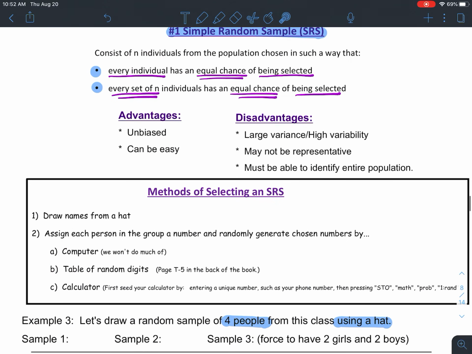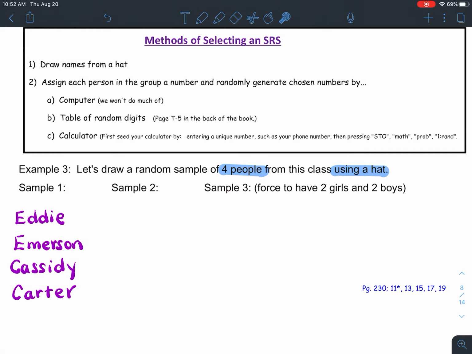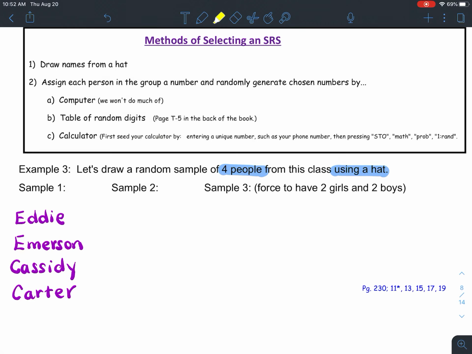Now, where you see the second piece here being a little bit more relevant is I'm going to jump over here to where it says sample 3. Let's say now I want to draw a sample of 4 individuals, but I'm going to put some restrictions, some parameters on this. I now want to make sure that my sample of 4 includes 2 girls and 2 boys. Okay? If I'm going to do that, I'm no longer going to put all of your names in one hat. Instead, I'm going to separate this into 2 hats where all of the girls' names are in one hat and all of the boys' names are in another hat.